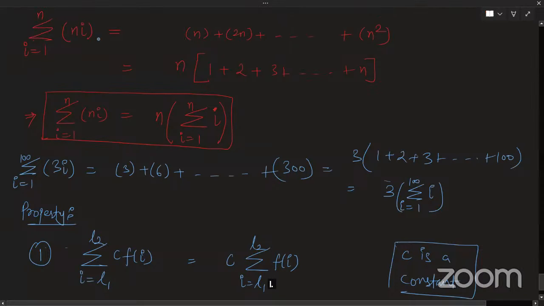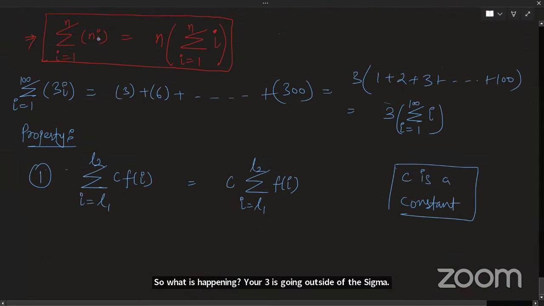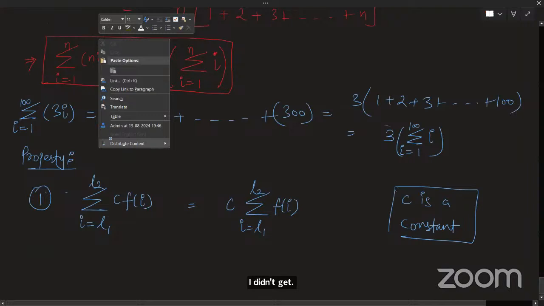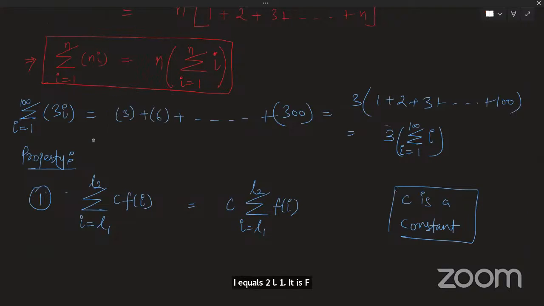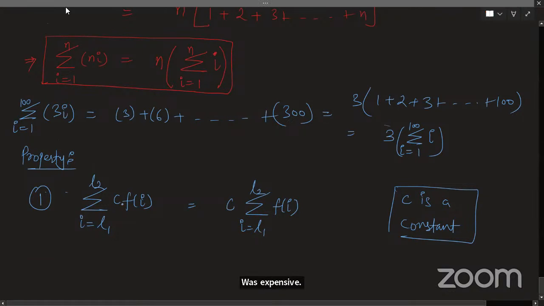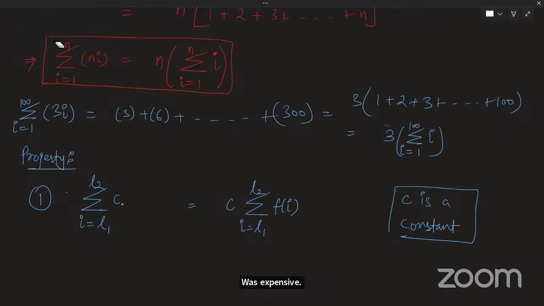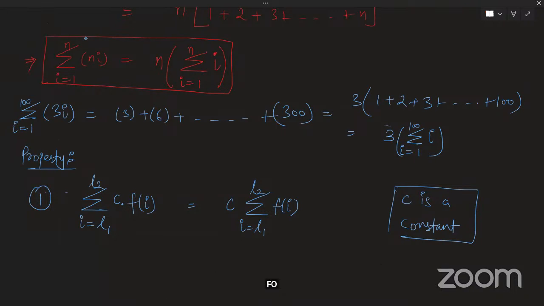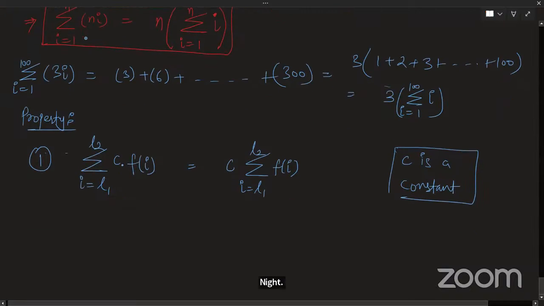So what is happening is your 3 is going outside of the sigma, right? Sir, can you explain sigma i equal to L1 to L2 of c f of i? Yes. So basically, f of i is any function. Consider it as a function. Here, your f of i was basically i, right? You can get a tougher function also.